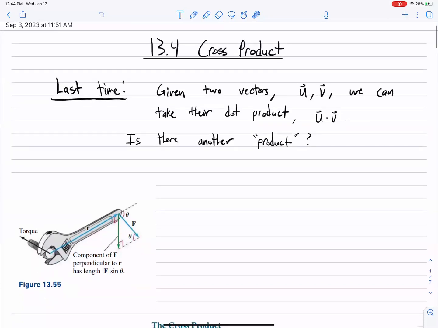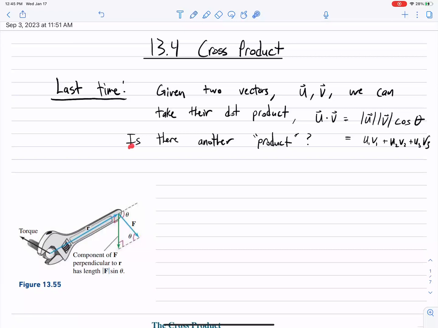So what do we have? Last time we talked about if you have two vectors u and v, we can take their dot product u dot v. Just a reminder, u dot v was defined to be the magnitude of u times the magnitude of v times the cosine of the angle between them. But we also found that it was equal to the sum of their components: u1 v1 plus u2 v2 plus u3 v3 if they're three-dimensional vectors, and so forth. And that was one way to find their product.